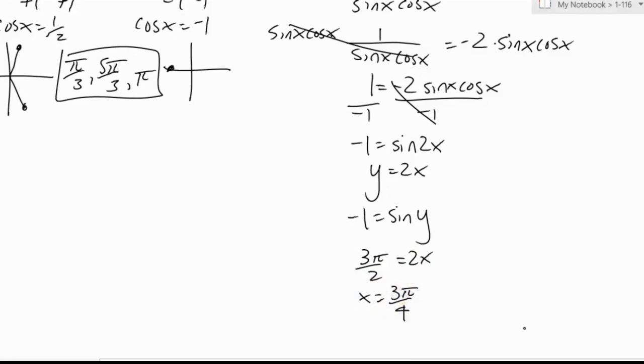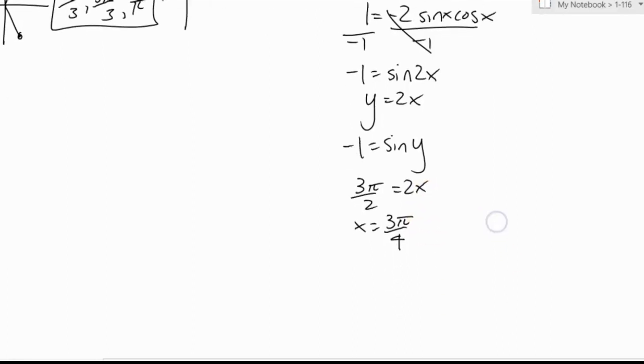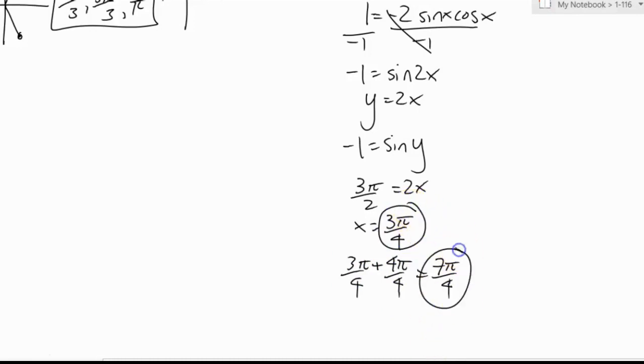And because the period of sine and cosine is normally 2 pi, I need to divide that by 2 because I had to use a double angle identity. So this will also happen every pi, every half revolution. So I'm going to go ahead and also add, so let's do 3 pi over 4 plus 4 pi over 4 to add a pi, and that's 7 pi over 4, which is also in between 0 and 2 pi. So that is also in my interval. So both of those are answers.